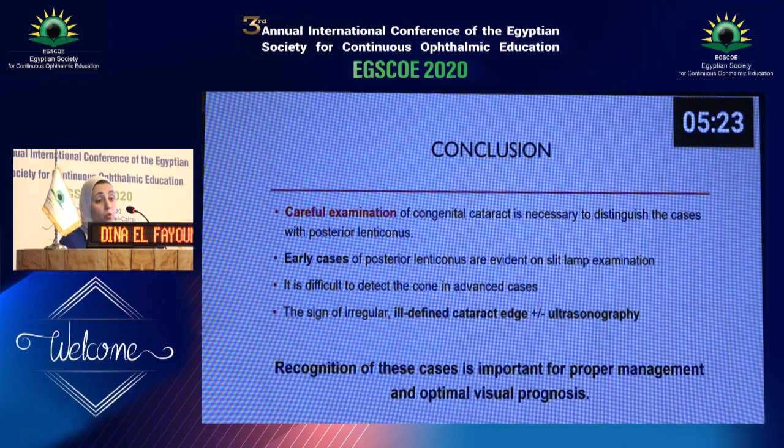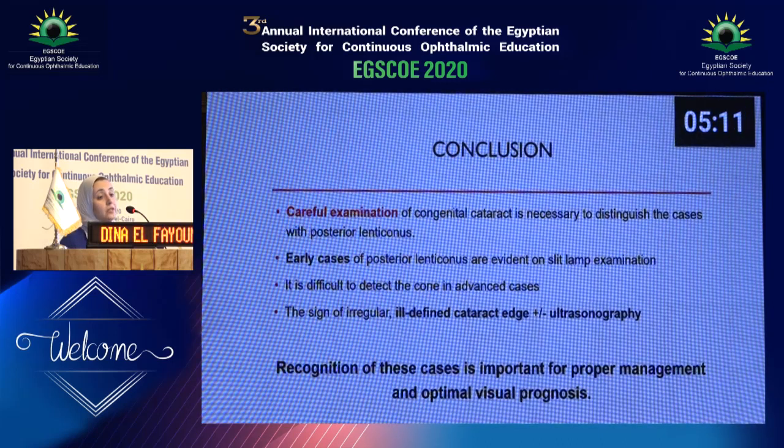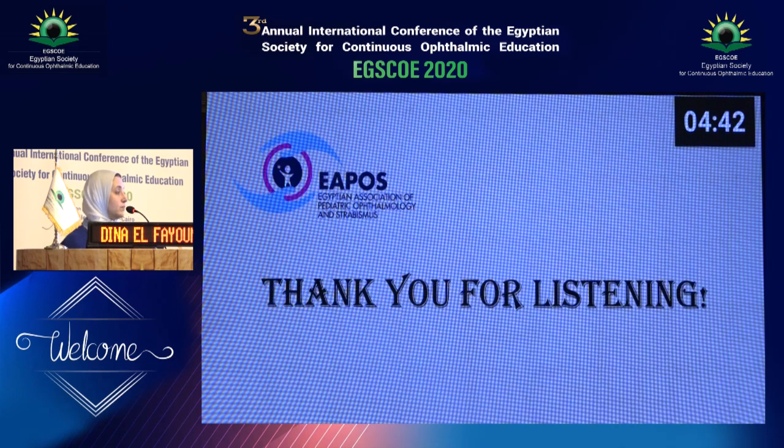Early cases of posterior lenticonus that are evident with a slit lamp examination should also be detected. And in the cases where the cataract is very dense, which do not allow us to detect this posterior lenticonus, we go for either looking for this sign of ill-defined edges of the posterior cortex, or doing an ultrasonography and looking for the shape of the posterior capsule. So recognition of these cases is very important for the proper management and for the optimal visual prognosis of such cases. Thank you.